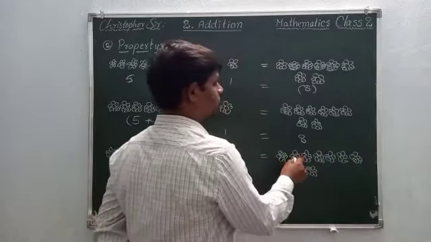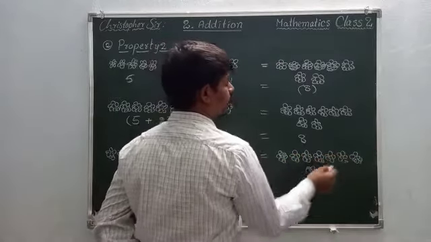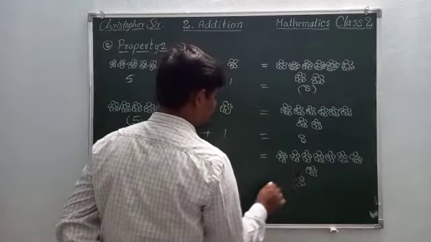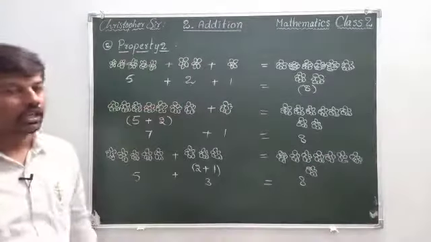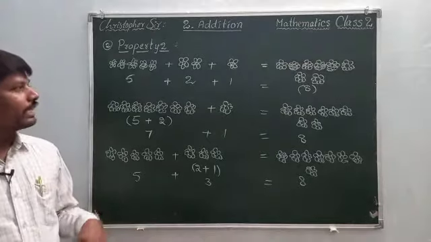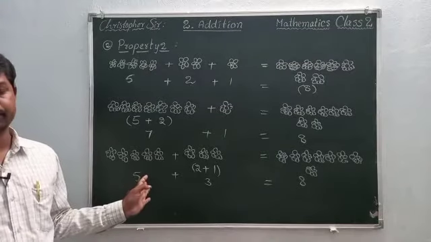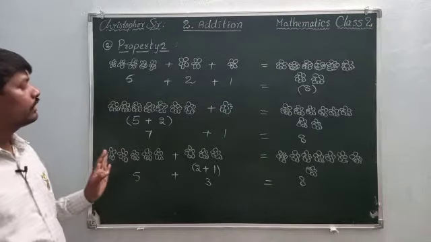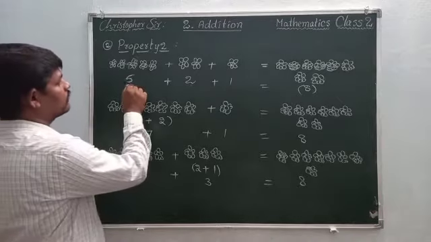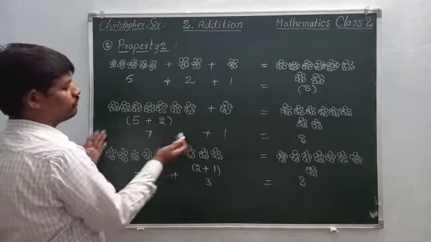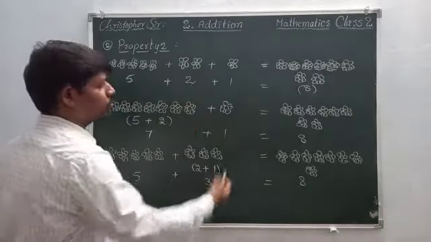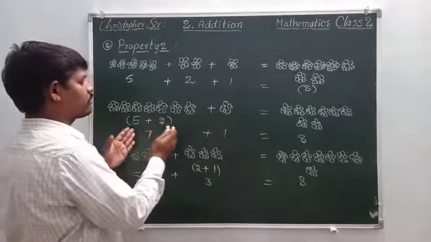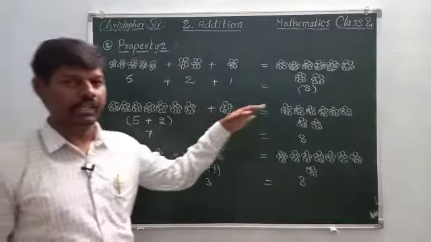1, 2, 3, 4, 5, 6, 7, 8. Again, the result is 8. So if you observe clearly what happened here. Okay. So first we are adding 5 and 2. Then we are adding 1. 5 plus 2, 7. 7 plus 1 is equal to 8.